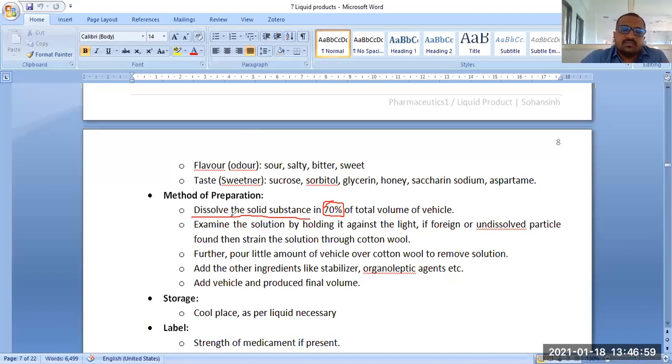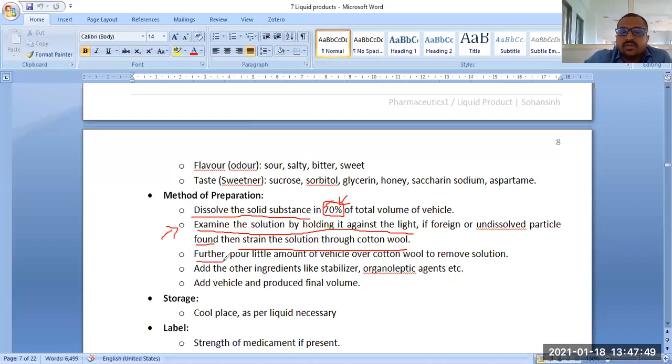Okay, so that's one. Next is examine solution by holding it against light. If any foreign or undissolved particle is found in your solution, you can strain the solution through cotton or filter paper. Using Whatman filter paper or normal filter paper, you can filter your solution if any undissolved or foreign substance is present in your mixture. Till now we have not added the 30 percentage, only 70 percentage of vehicle is used here, so there is a chance of loss of your vehicle during filtration. Okay, that's why 70 percentage is used.